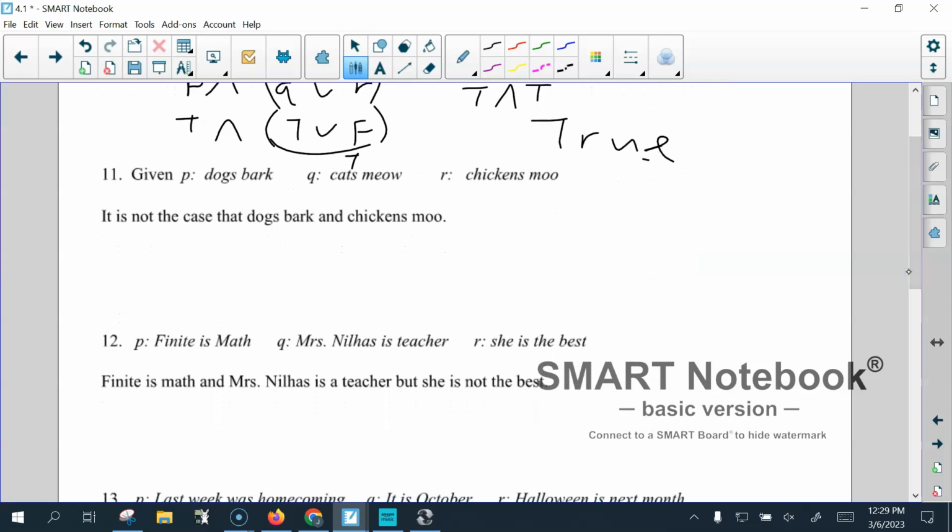Dogs bark, cats meow, chickens moo. All right? So, it is not the case that dogs bark, so we're just translating, and chickens moo.